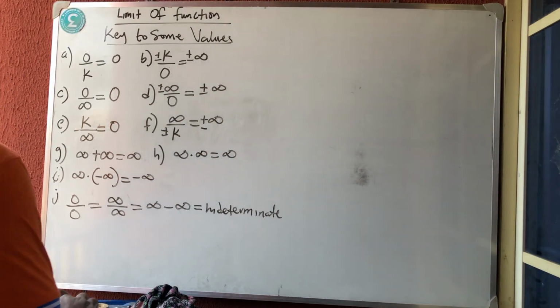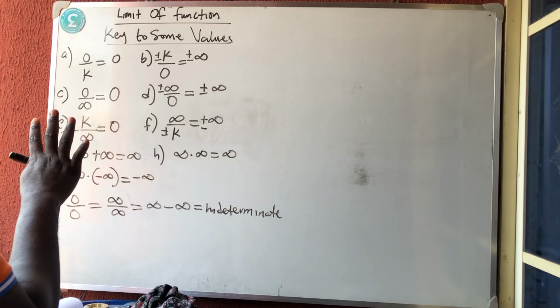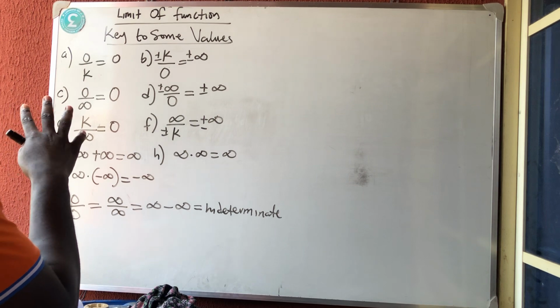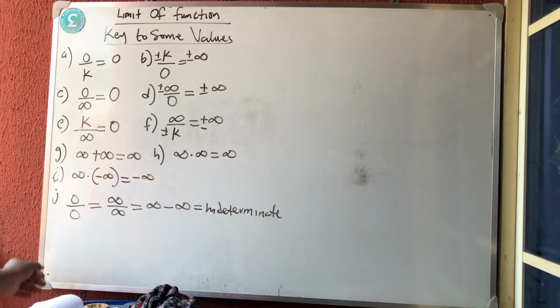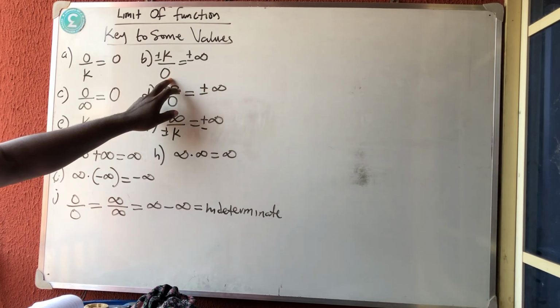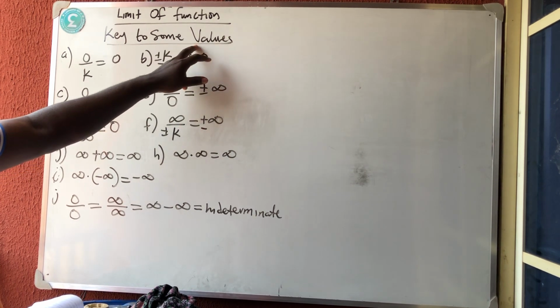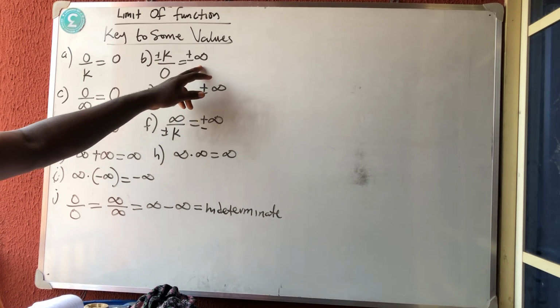Today we'll be talking about the limit of a function, but you need to know these important values. Zero divided by any number is 0, but any number divided by 0 is infinity. If that number is positive, it will be positive. If that number is negative, it will be negative.